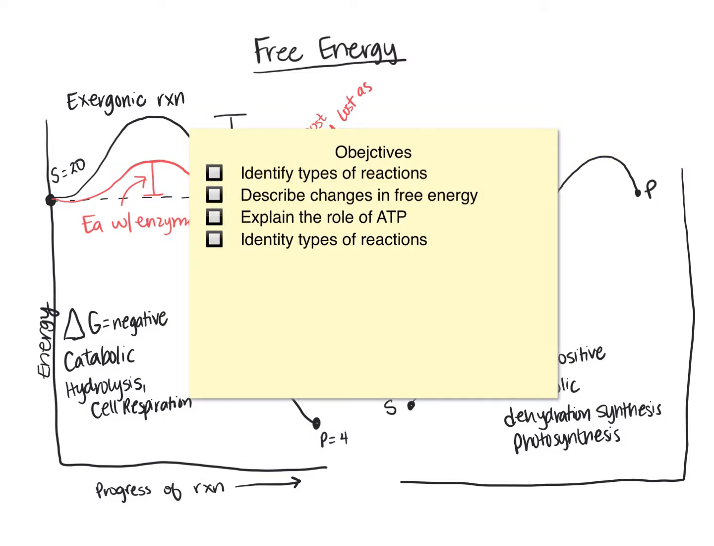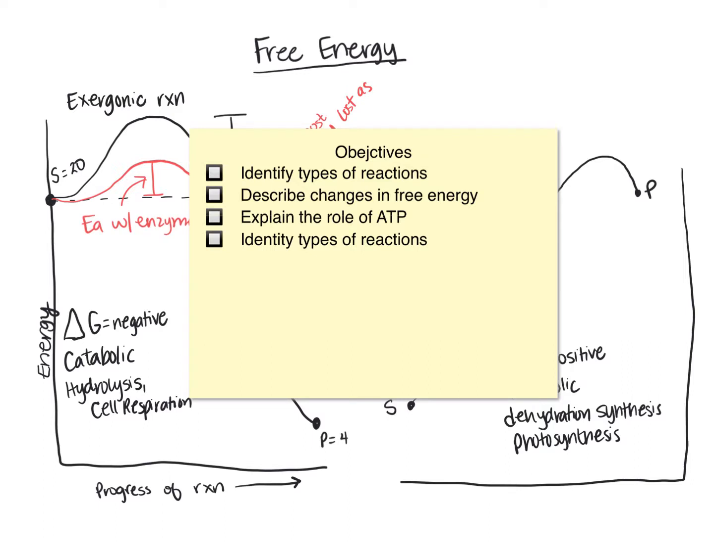So in this video, we identified the 2 types of reactions as endergonic versus exergonic. In each type of reaction, we talked about how the change in free energy occurs. In other words, whether delta G was positive or negative. We explained the role of ATP in transferring the energy from exergonic reactions to endergonic reactions.